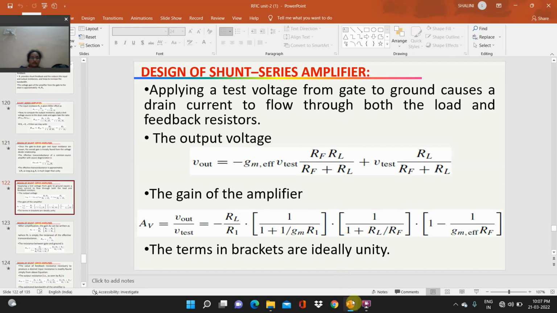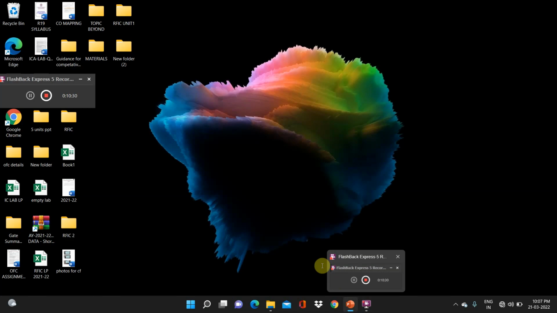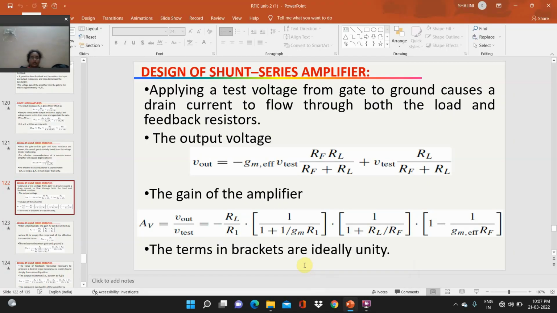Applying a test voltage from gate to ground causes a drain current to flow through both the load and feedback resistors. The output voltage Vout is equal to minus Gm,effective Vtest times RF RL by (RF plus RL), plus Vtest times RL by (RF plus RL). The gain of the amplifier Av is equal to Vout by Vtest, that is equal to minus RL by R1 times 1 by (1 plus 1 by Gm R1) times 1 by (1 plus RL by RF) times (1 minus 1 by Gm,effective RF). The terms in brackets are ideally unity.